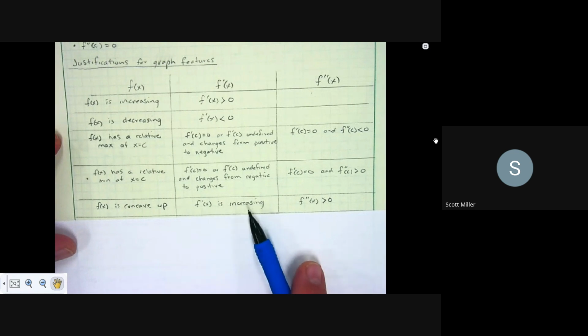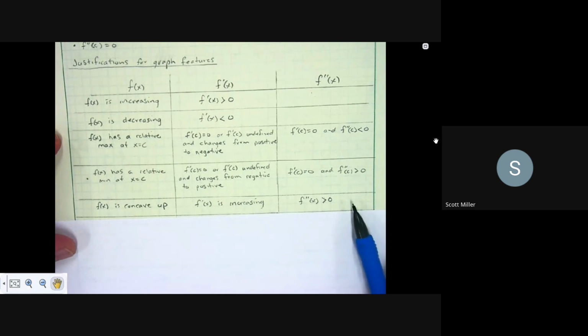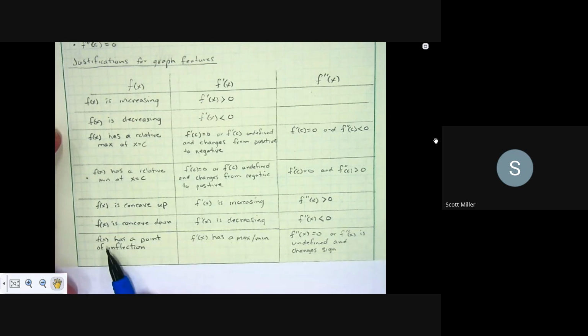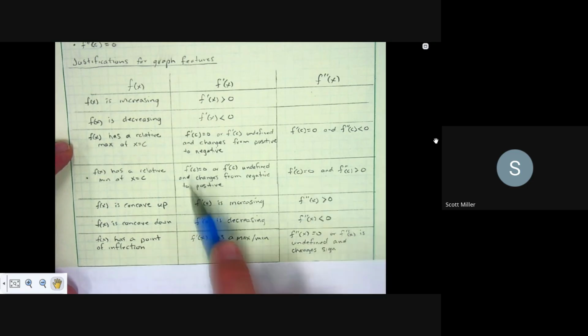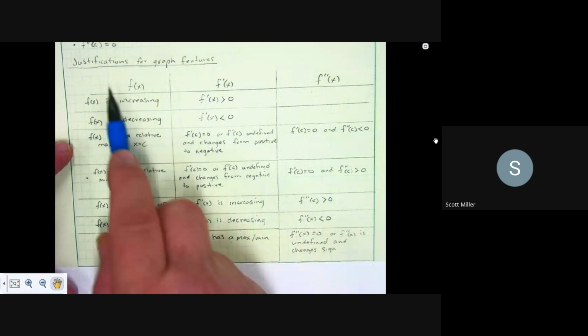Concavity. F of x is concave up, means the derivative is increasing, and it means the second derivative is positive. And concave down, just in the other direction. Point of inflection. F has a point of inflection, then I can describe. So when I say by justification, it means if I have a first derivative, I'm just looking for the relative max and min. If I have the second derivative, then I would go this direction. I guess I should have made that clear. Okay, so these are all the justifications and ways I can show this thing over here.